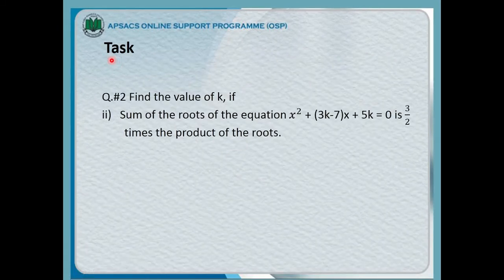Again, you have to do question number 2, part 2 in the similar manner which I have explained in the previous slide.